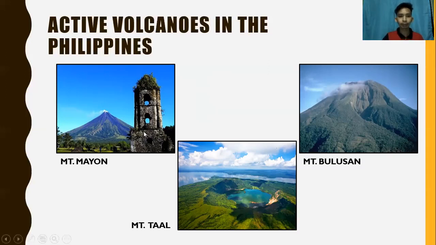Again, we have Mount Mayon. It is very famous because of its perfect cone shape. Next one, we have here Mount Taal, which is located again in Batangas. Third one, we have Mount Bulusan in Sorsogon. So those are what we call active volcanoes.